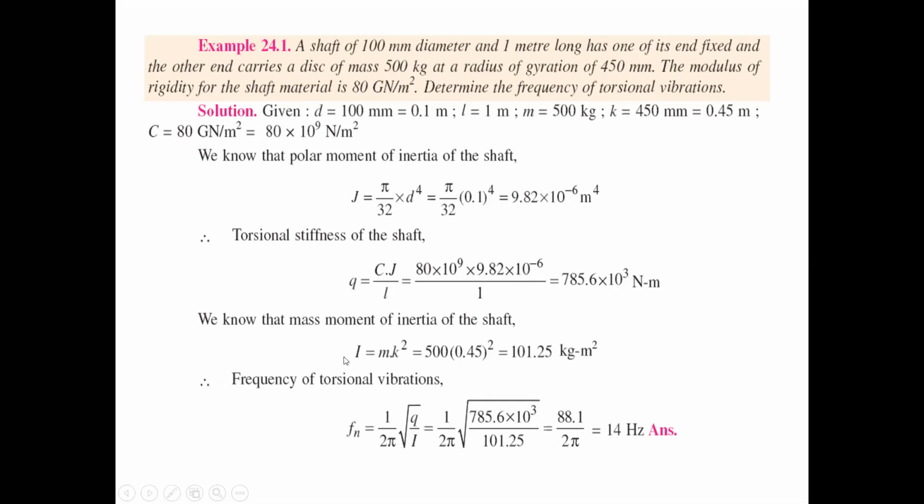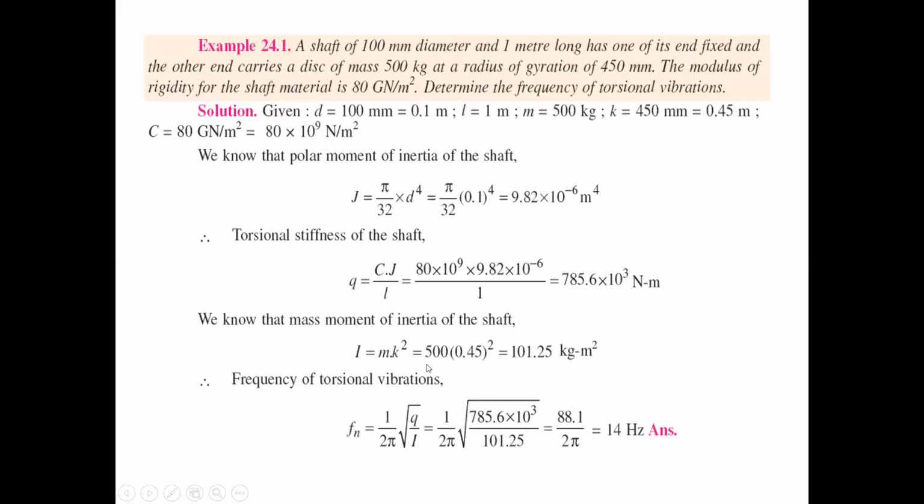Now we find the moment of inertia of the disk. I equals mk square. M is 500 and k is 0.45 square. Substituting the values and making the calculation, the value is 101.25 kg meter square.